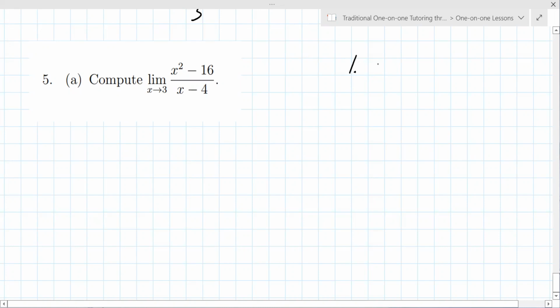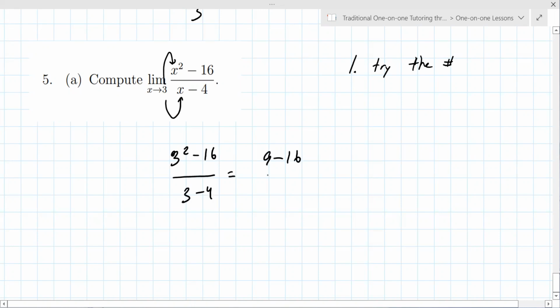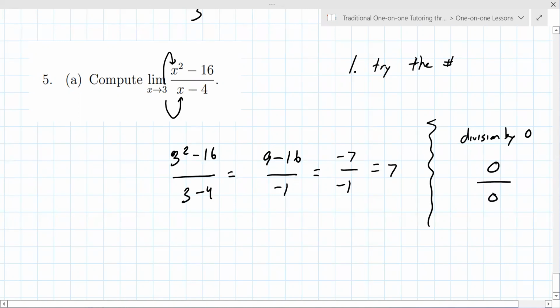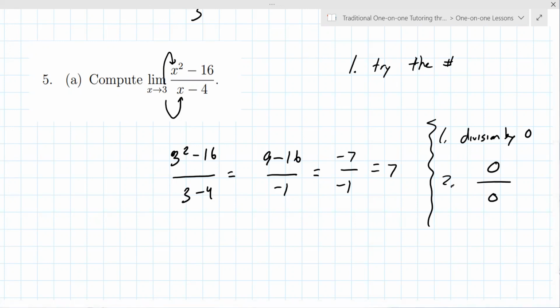So the first thing you always try with limits is you just try the number. You just put the number in for x. You just plug it in, and maybe it works, maybe it doesn't. 3 squared minus 16 over 3 minus 4, 9 minus 16 over -1. And you end up getting 7. So what you're looking for to decide if it doesn't work is division by 0. Okay, but more generally, it would be 0 over 0. Division by 0 is one possibility. 0 over 0 is the other. And we'll probably see that in the next problem, and we do. Also, that's it, because you just get the 7, that's your answer.